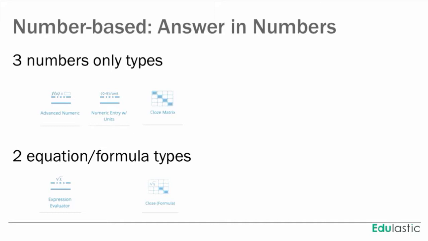If you want the student to use the equation editor, you want to use one of the 2 equation types. Expression evaluator is just like advanced numeric, except that the student gets the equation editor in this type, and it's only numbers in this type. Similarly with closed formula.